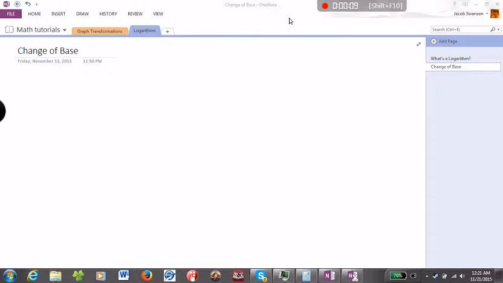And we're going to revisit logarithms now, and we're going to talk about the change of base formula, which lets us be able to use base 10 logarithms to solve any base of logarithm, which you'll see what I mean in just a moment. So I'm going to get out my draw tool here.